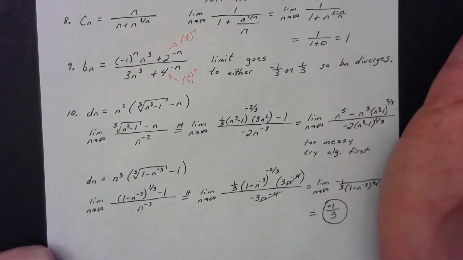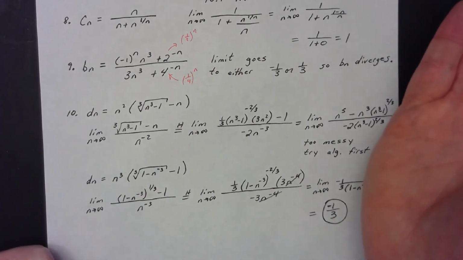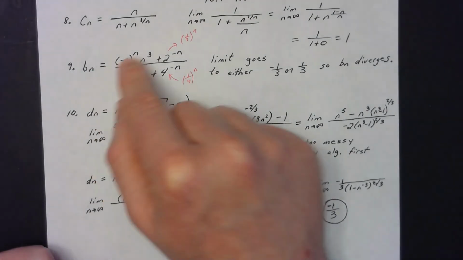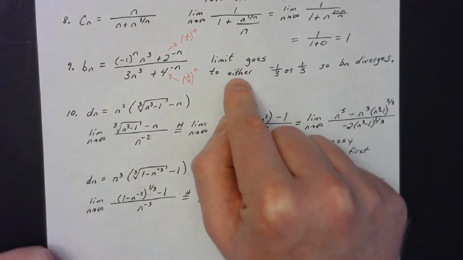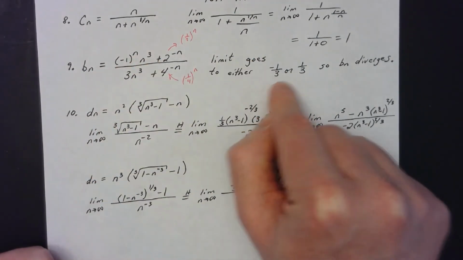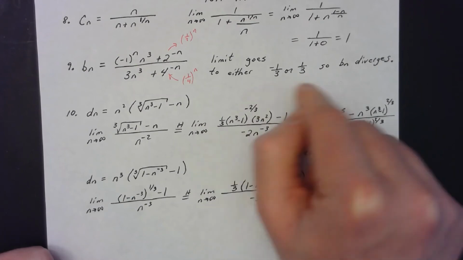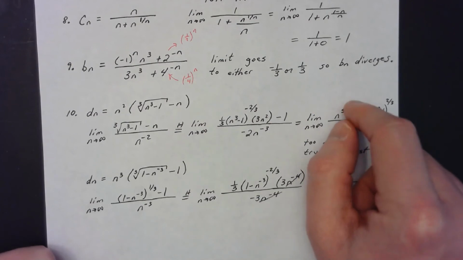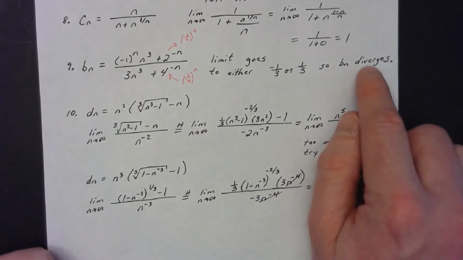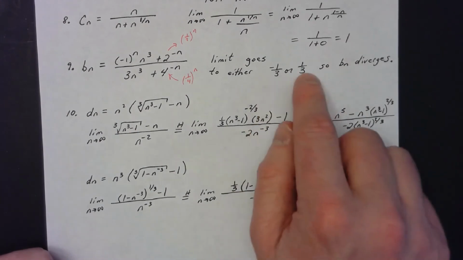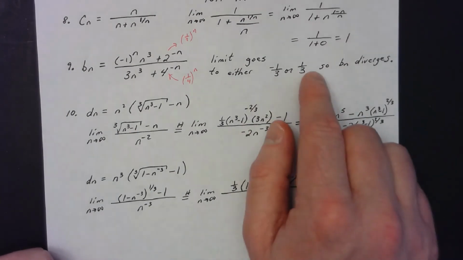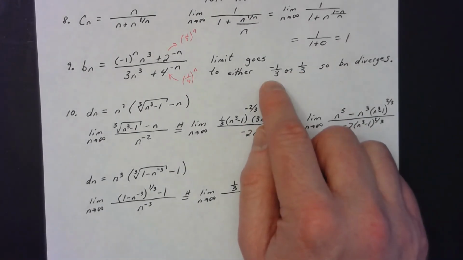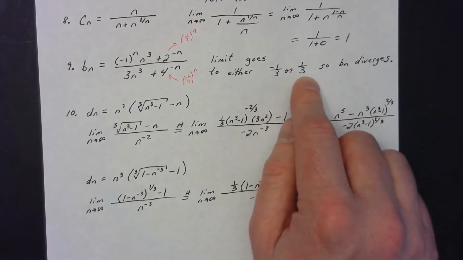It could be a positive 1 if n is an even number. So this limit's going to continue to oscillate between negative 1/3 and positive 1/3. So this is an example of a limit that's divergent, not because it goes to infinity, because this limit certainly does not go to infinity, but it diverges simply because the limit's going to two different values. It will either go to negative 1/3 or positive 1/3.